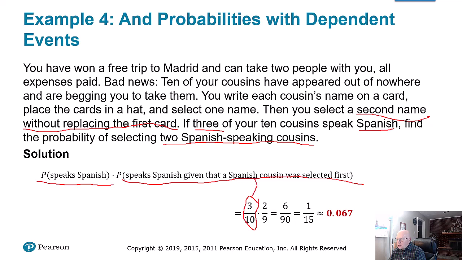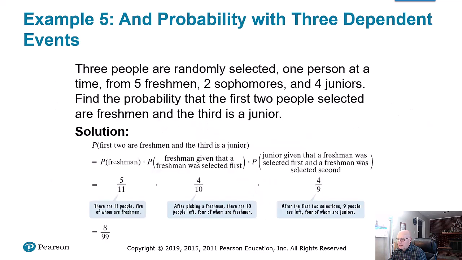Here's the probability that on the first card, this is card number 1, you pick the Spanish-speaking cousin. Now that changes things because then you've already selected one. You've taken that card out, so there are 2 Spanish-speaking cousins left and 9 cousins total. Multiply those 2 probabilities and you end up with about 1/15 or 0.067 or almost 7% chance of choosing 2 Spanish-speaking cousins to go on the trip with you to Madrid.